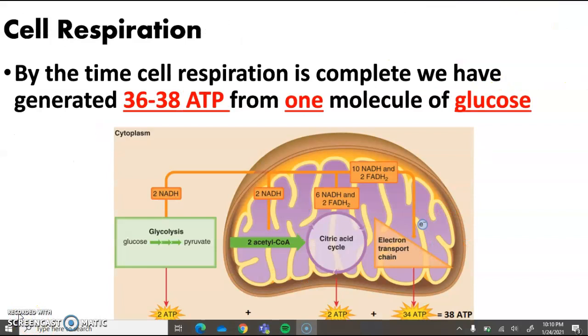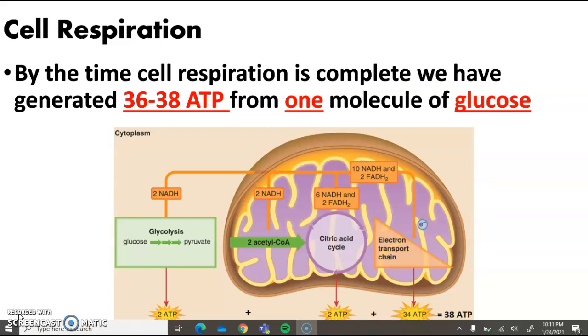Now again, guys, after the electron transport chain, we have now generated all of our ATP. That is the end of cell respiration. And by the time this is concluded, 1 molecule of glucose has helped the cell generate about 38 ATP. And it's actually a very efficient process, especially when you take into account the electron transport chain, where the majority of that ATP is being generated.